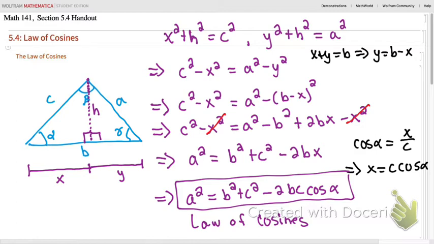The way to remember the formula is you take a side, like A, and square it. It's going to equal b squared plus c squared, the sum of the squares of the other two sides, minus twice the product of those two sides, b and c, times cosine of the angle either between b and c or opposite a.